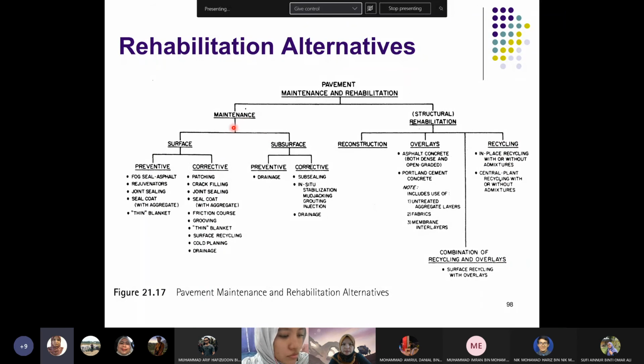For maintenance, there are two types. Either you go for surface layer only or you go for subsurface maintenance. Subsurface maintenance, for example, can be done for drainage, and for subsealing, sealing at the lower part. Whereas the earlier one was at the surface only, this one does sealing at the lower part. So there is equipment that can penetrate into the lower layer. Okay, subsealing, in situ stabilization, mud jacking, grouting, injection. So it will inject into the pavement, into the sub layer. Right? And then we have drainage as well. This is what we call subsurface.